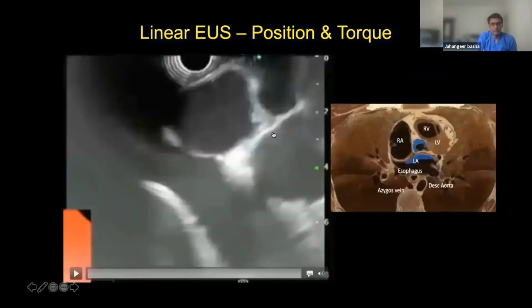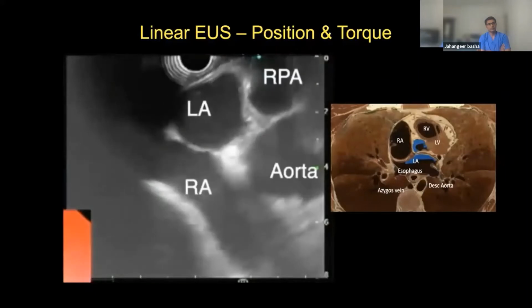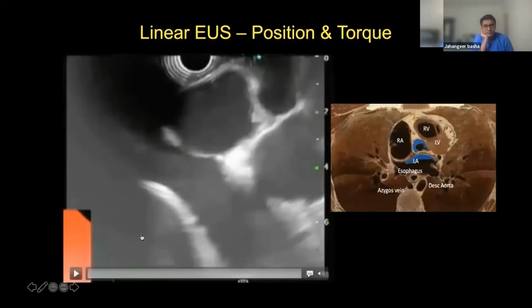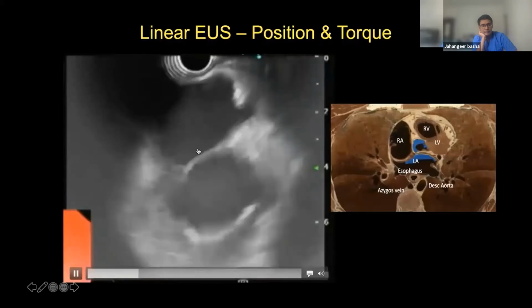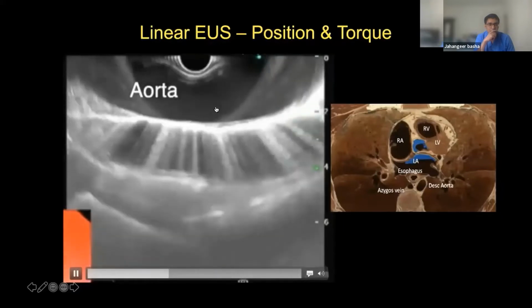So on linear EUS, here we are giving anti-clockwise torque from here towards the descending thoracic aorta. In the esophagus, the linear scope is in the neutral position facing anteriorly. Left atrium we can see. And from here, if we give anti-clockwise torque, so esophagus facing left atrium, from here, if we give anti-clockwise rotation, it moves the scope towards the left side, and we can appreciate the descending thoracic aorta.